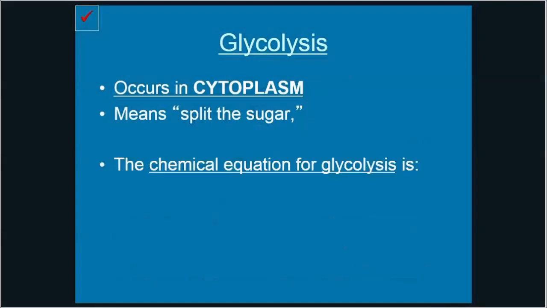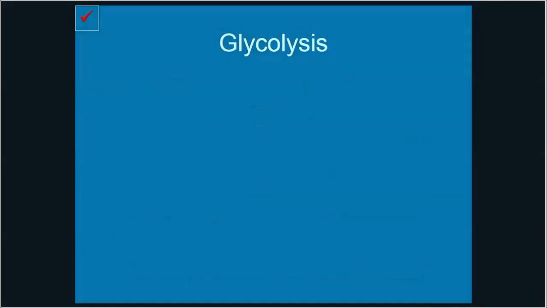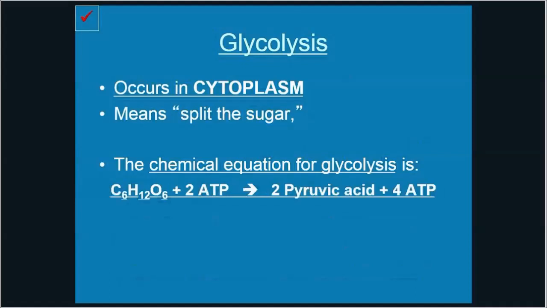Glycolysis is glyco meaning sweet and lysis meaning to break apart. So it literally means to split the sugar. And it occurs in the cytoplasm of all cells, so outside of the mitochondria. It's just in that fluid within your cells that holds all of the organelles in there.